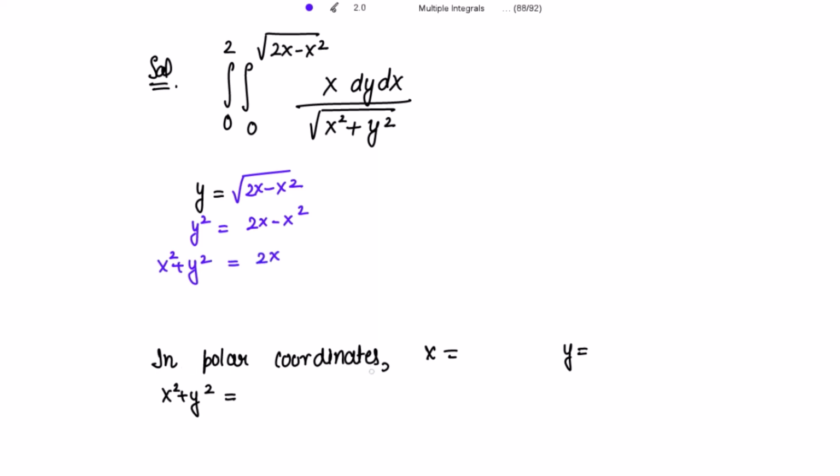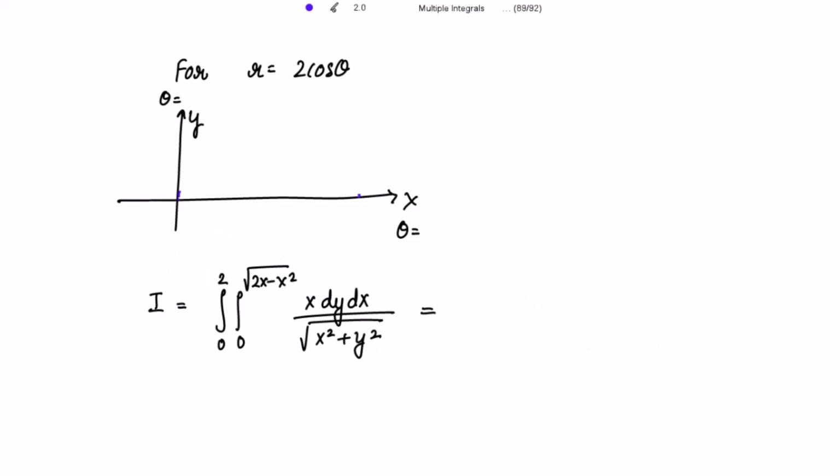Now in polar coordinates, we know that x is r cos theta and y is r sin theta, and x square plus y square is r square. So can I write r square instead of x square plus y square? Yes. So this is equal to 2, and for x, I write r cos theta. And from here, I get that r is 2 cos of theta.